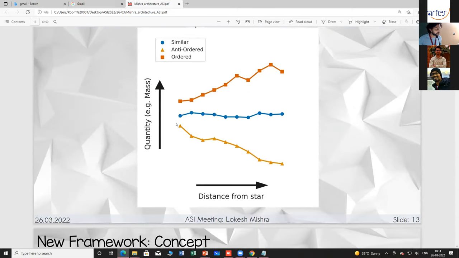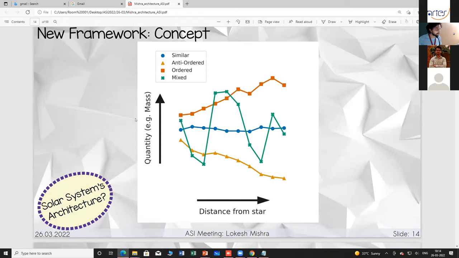It is also possible that there are systems in which the property is increasing with distance or decreasing with distance. These are called ordered or anti-ordered architectures. There's also the possibility that nature is just doing some weird stuff, and this is a mixed type architecture. So a fun question to you: you all know the solar system very well, what kind of architecture could the solar system be? I will come back to that in a few moments.